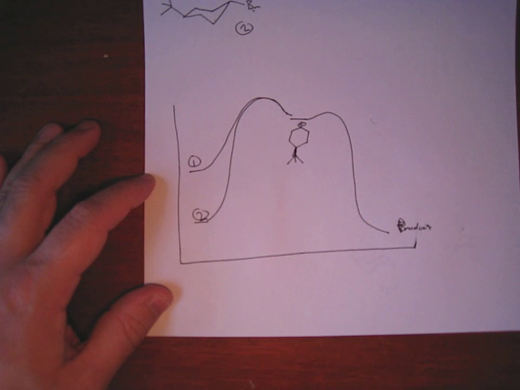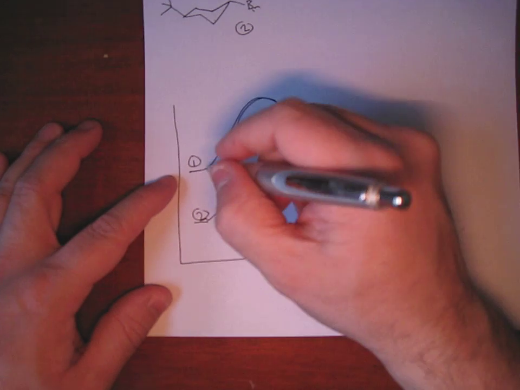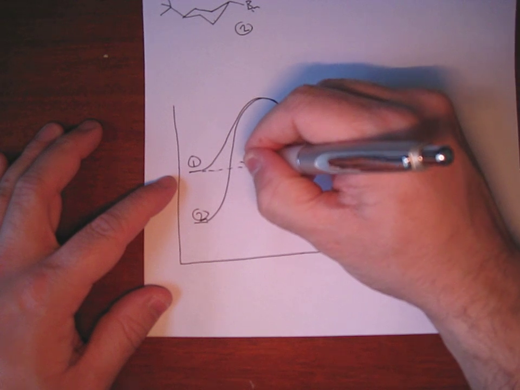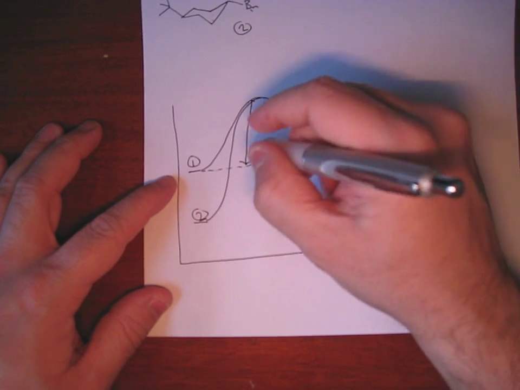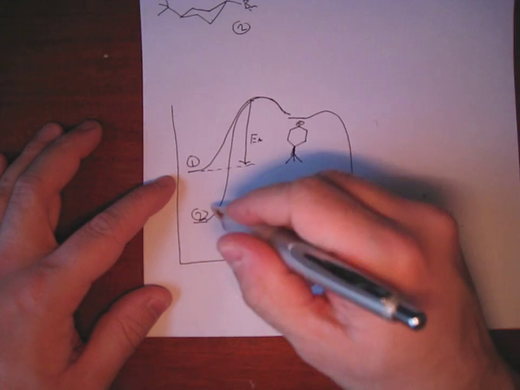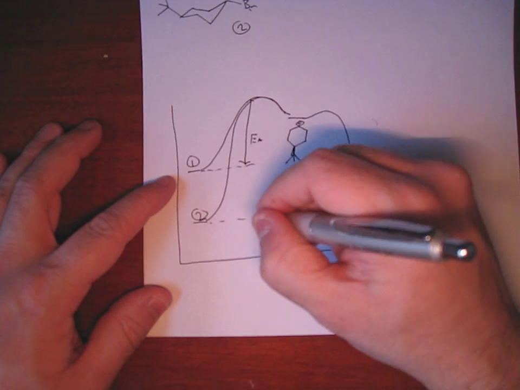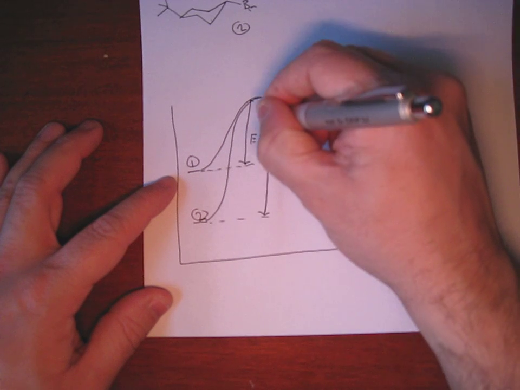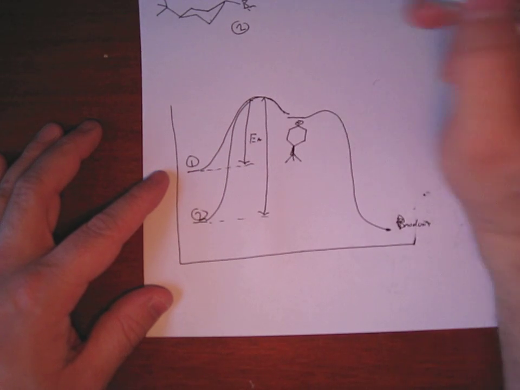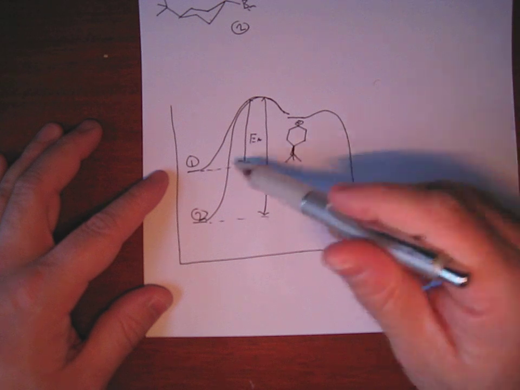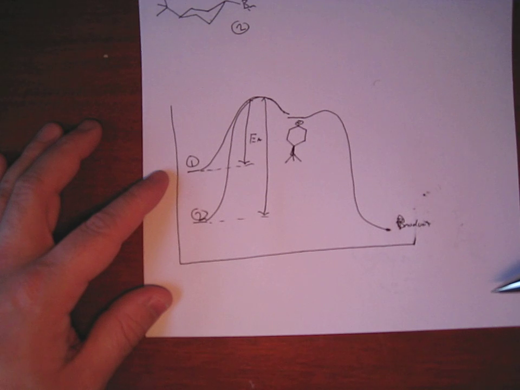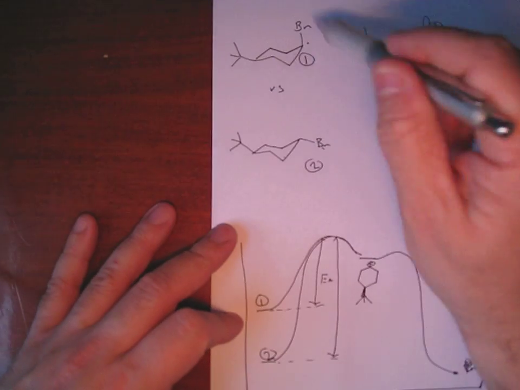Okay. So what's important to realize here is that the activation energy for 1 is smaller than the activation energy for 2. So 1 reacts faster because it's in a higher energy state, so there's less energy needed to get it to this carbocation intermediate. All right, so this one reacts faster.